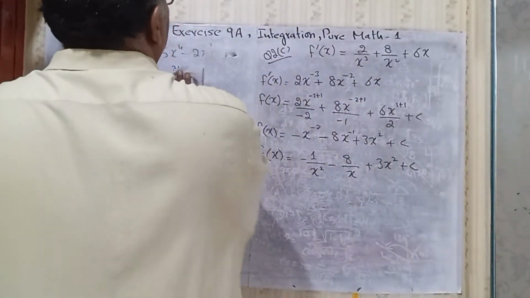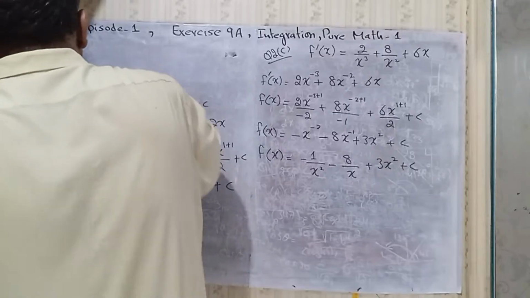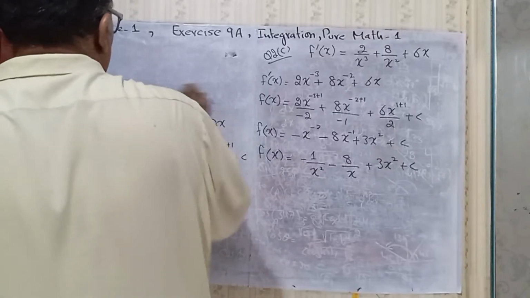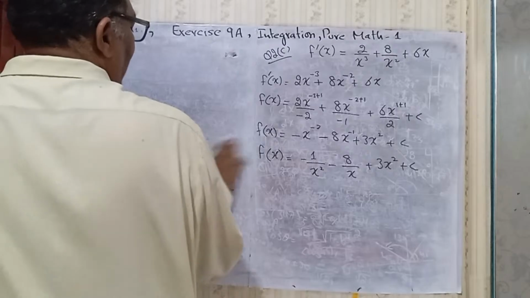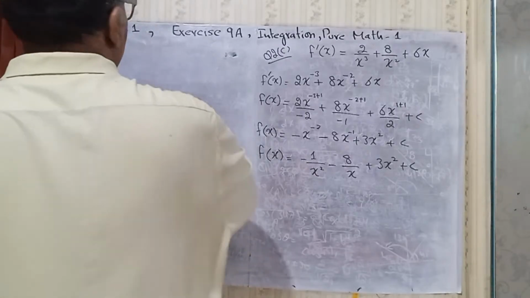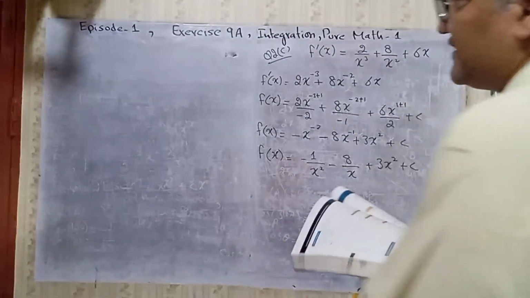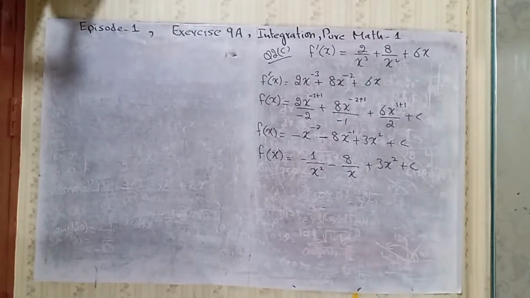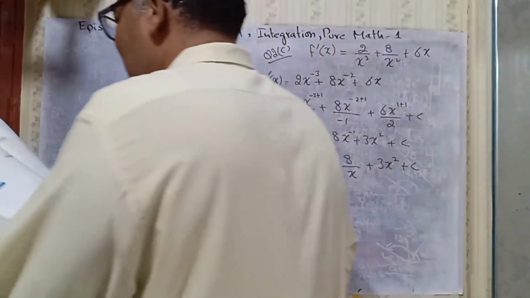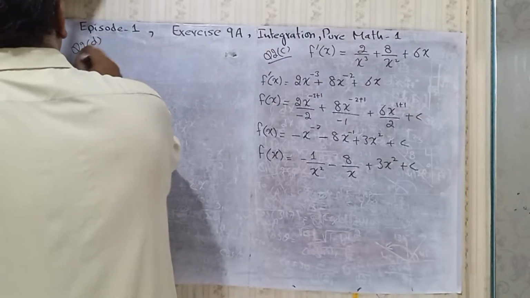So question number 2, and it's D part we are going to attempt. We are doing the solution of the course book of the Pure Maths 1, and we are working now on chapter number 9, which is about integration. And this is exercise 9A, the very first exercise of this chapter. Today this is our first episode on this exercise.